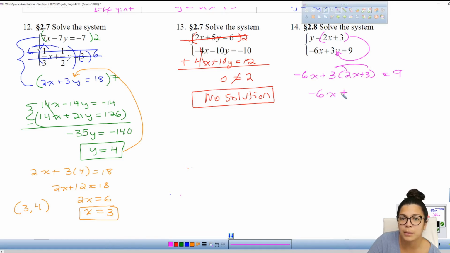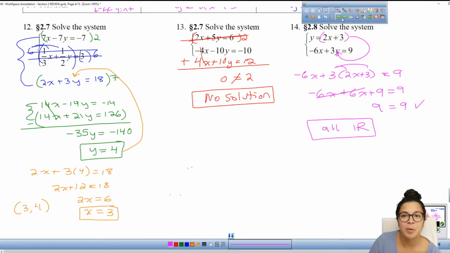So we end up with negative 6x, and then 3 times 2x is 6x, 3 times 3 is 9, and then I'm going to bring down the equal sign and bring down the 9. Negative 6x plus 6x cancels, and we get 9 equals 9. Okay, so the variable canceled here, but we get a true statement. 9 does equal 9. So this means we have infinitely many solutions, or you can write all real numbers.